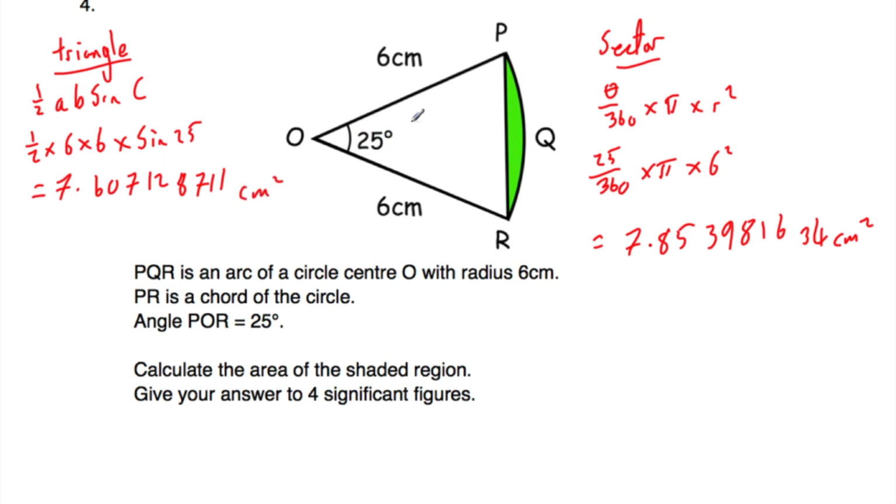So we've now got the area of the triangle and we've got the area of the whole sector. So if we take them away, we'll find the area of the segment. So let's do that. So that would be 7.85398 and so on.